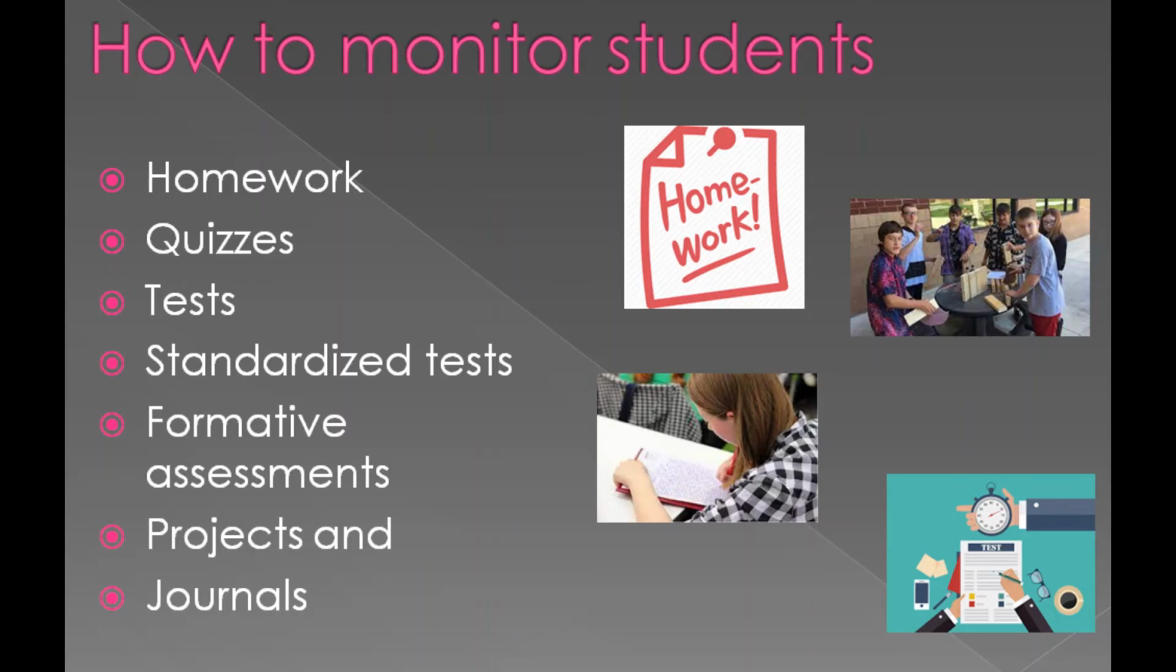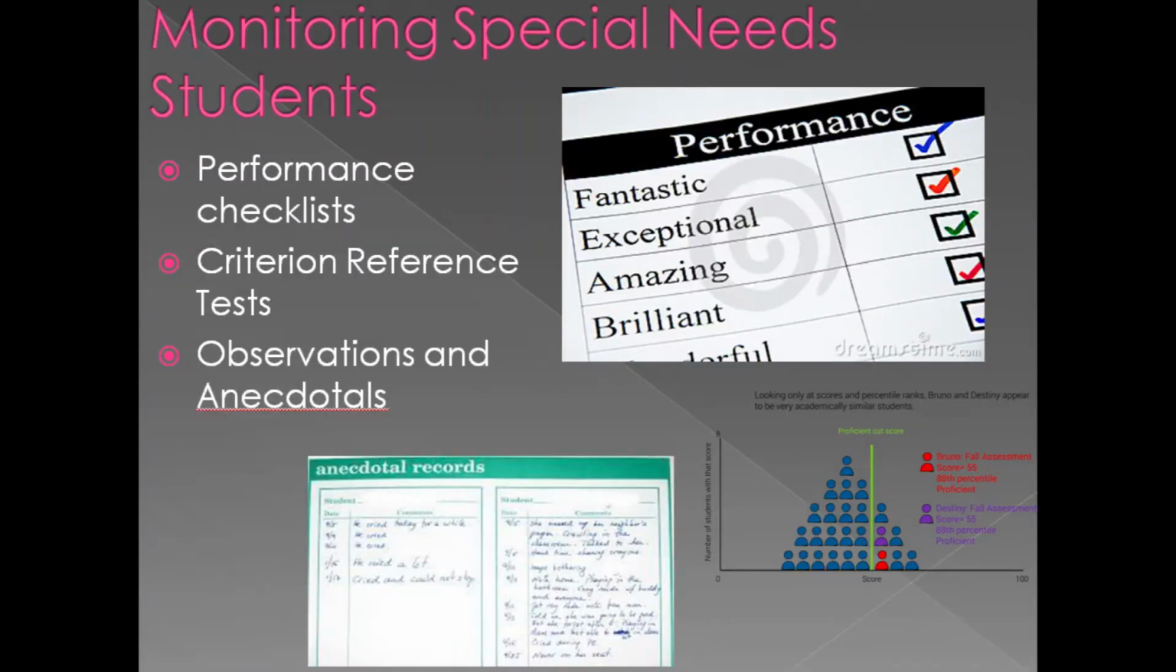And let us not forget we monitor our students constantly through the steady stream of homework, quizzes, tests, standardized tests, formative assessment, projects, and journals. For students with disabilities, these are the more effective ways to monitor our students through the steady stream of performance: using checklists, criterion-referenced tests, the use of Vineland, observation, and anecdotal records.